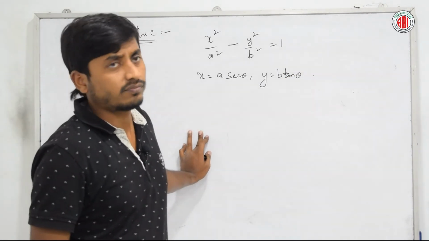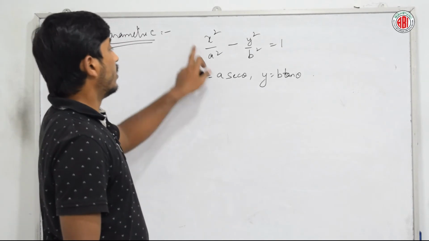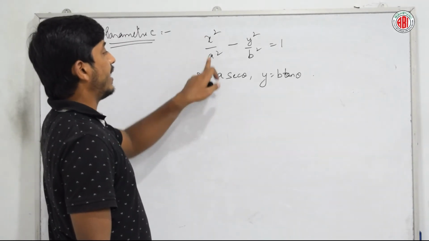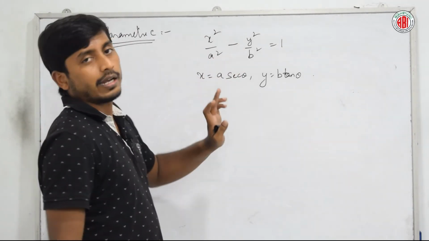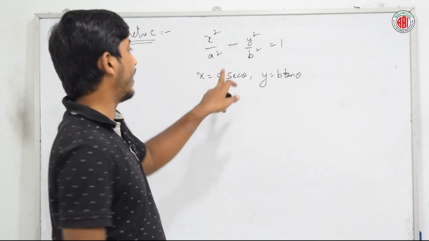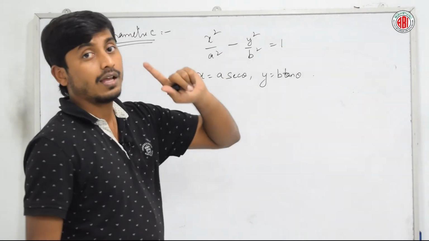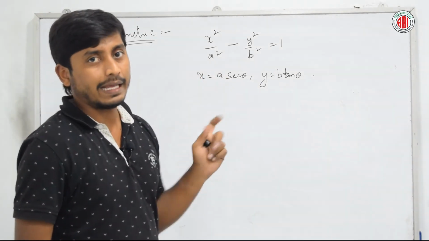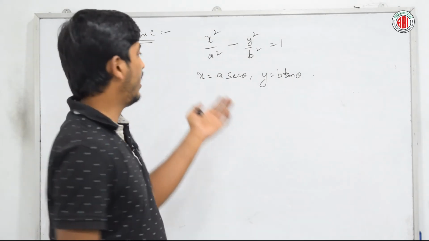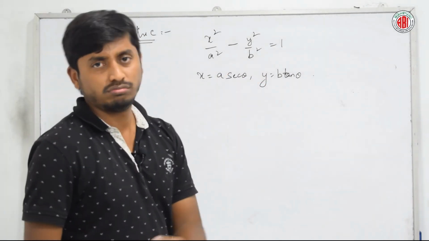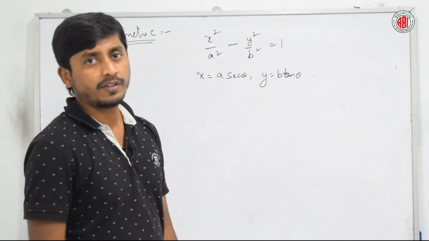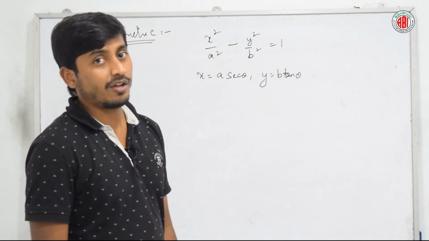Yes, right? So if you substitute here a square secant square, b square tan square, b square a square will get cancelled. I get secant square minus tan square, which is 1. Right? Are they satisfying? Obviously we can do this kind of thing. Fine. Shall we find the tangent and normal for this?